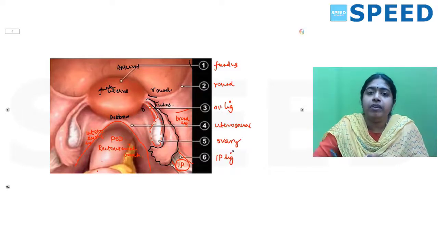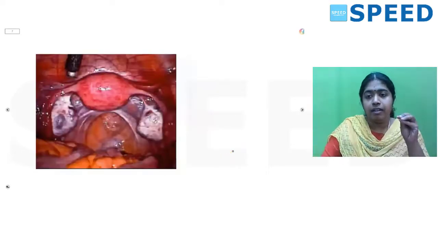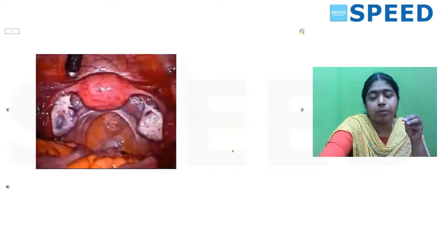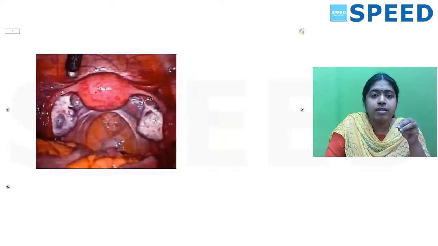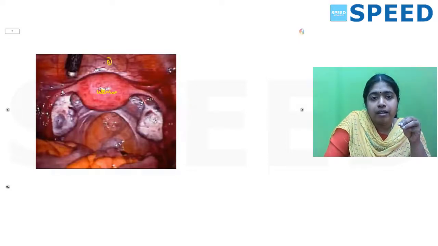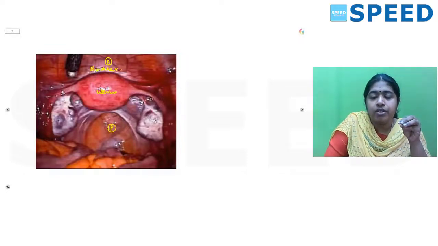Okay, so you will be given any question like this. Now this is a real laparoscopy picture. I have 1 or 2 pictures, and we will just do the same. Now this is the uterus, fundus. This is anterior, this is posterior. Fine, you can see the bladder here, anterior relation to the uterus.